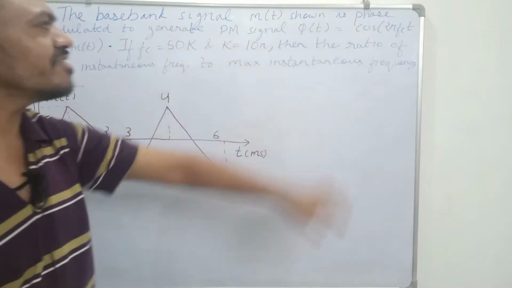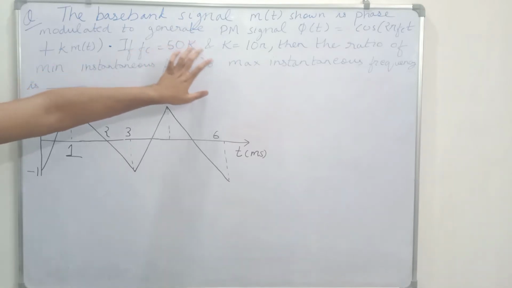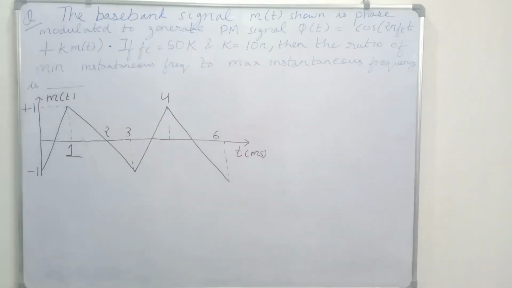signal phi(t) equal to cos(2 pi fc t plus k into m(t)). Now it says that the carrier frequency is 50k and the value of k is 10 pi. Then we have to find the ratio of minimum instantaneous frequency to maximum instantaneous frequency.